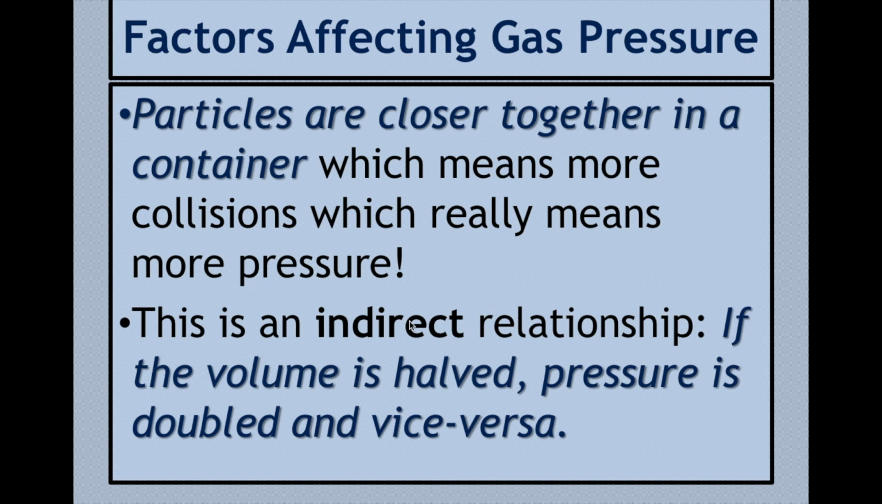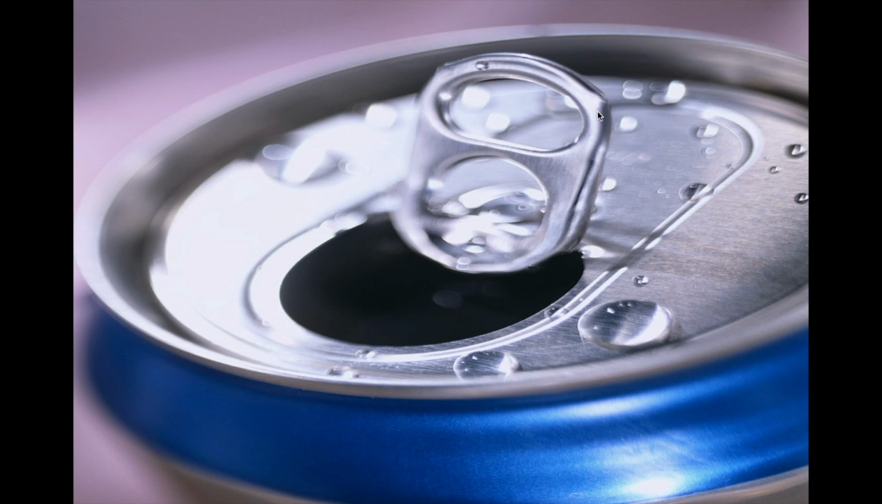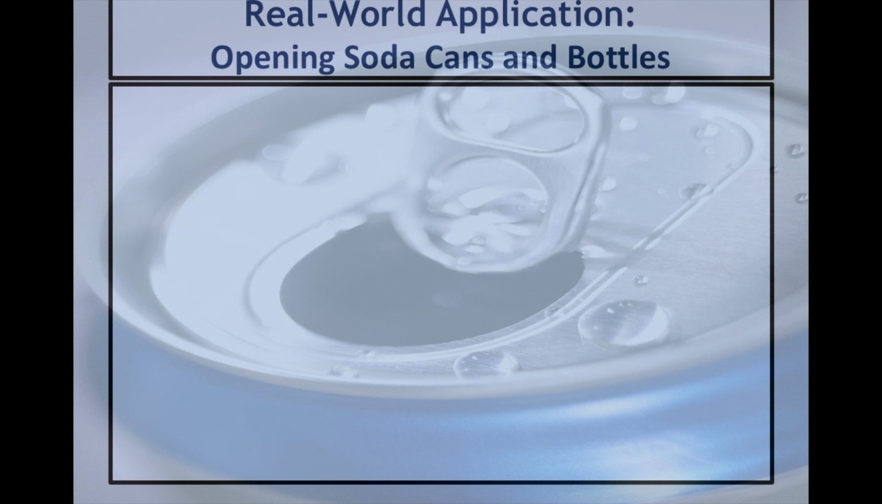A direct relationship means that if you double something, something else will double because of it. Indirect means if you halve something, something else is doubled. So in an indirect relationship, if something goes down, the other goes up, whereas a direct relationship would be up and up, or down and down.